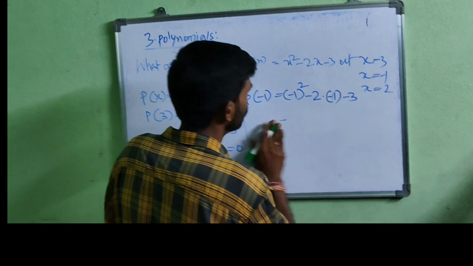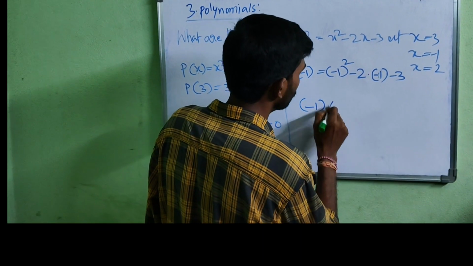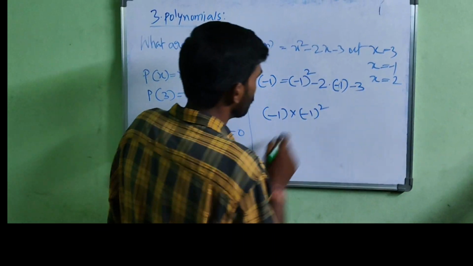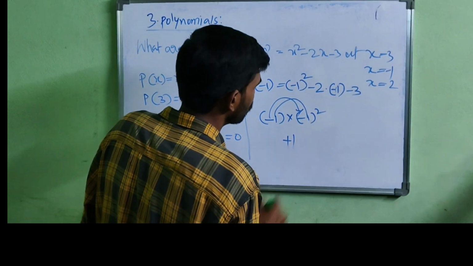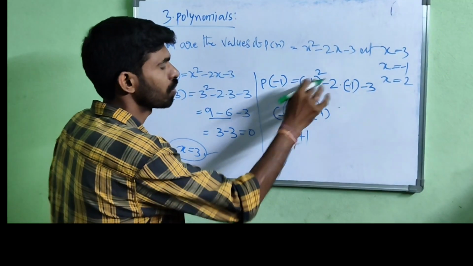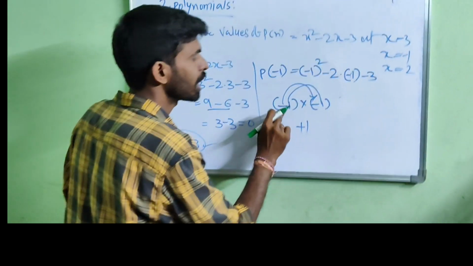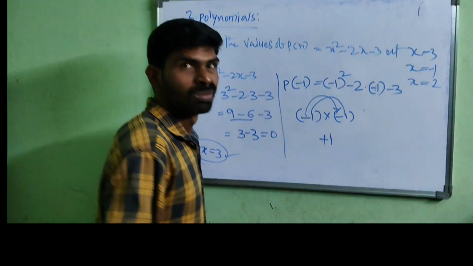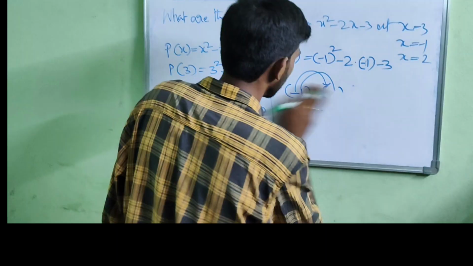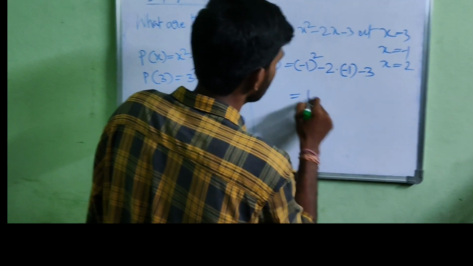(-1) square, what will be (-1) square? Minus into minus is plus, 1 into 1 is 1. (-1) square means (-1) into (-1); minus into minus is plus, 1 into 1 is 1. That's why it is 1.